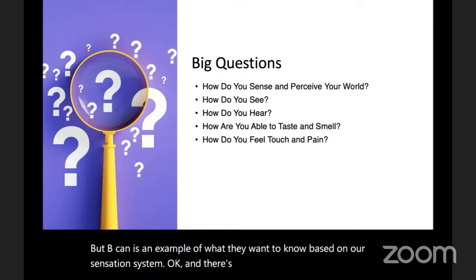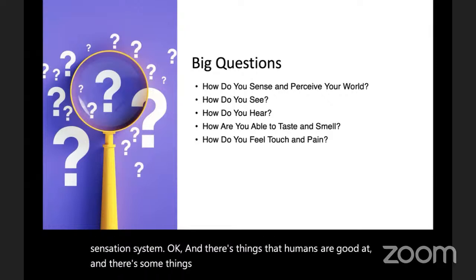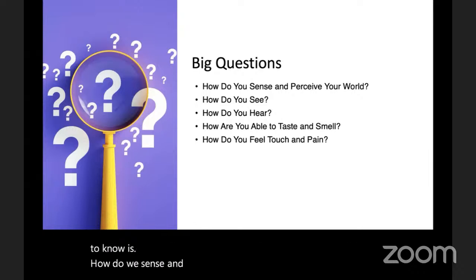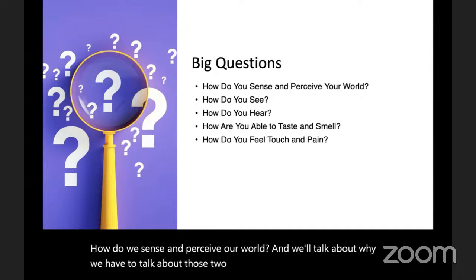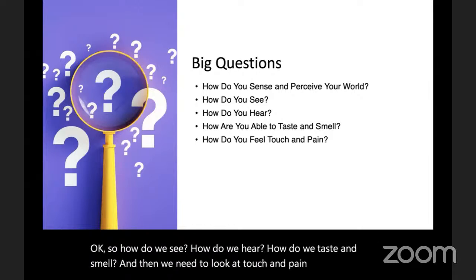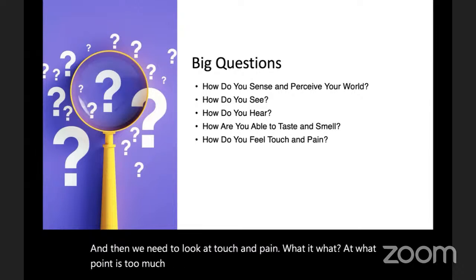And there are things that humans are good at, and there are some things that we don't have as much acuity as other animals. So basically, the big questions that they want to know is, how do we sense and perceive our world? And we'll talk about why we have to talk about those two things as two separate processes, okay? So how do we see, how do we hear, how do we taste and smell? And then we need to look at touch and pain. At what point is too much touch that then turns into a pain signal, okay?